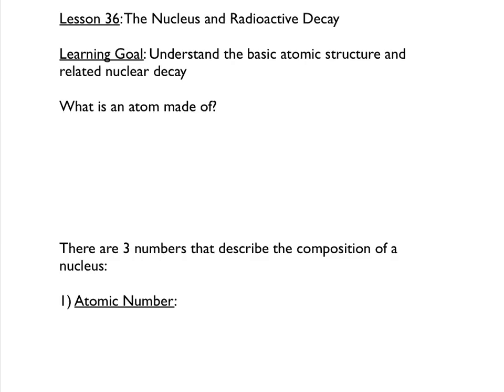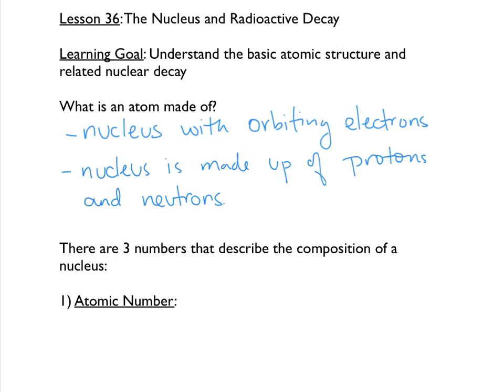Okay, today we're going to talk about the nucleus and radioactive decay. So first let's recall what an atom is made of. An atom contains a nucleus with orbiting electrons, and the nucleus is made up of protons and neutrons. If you recall, protons are positively charged and neutrons have no charge. Electrons that orbit the nucleus are negatively charged.